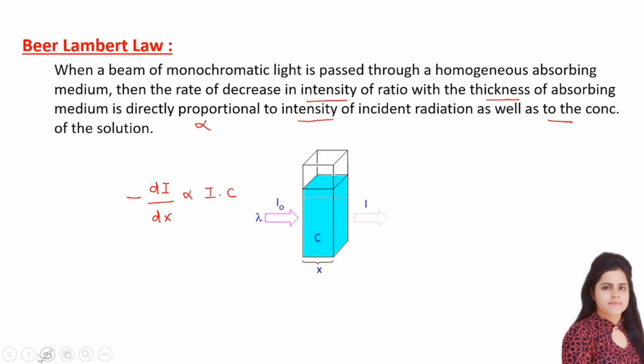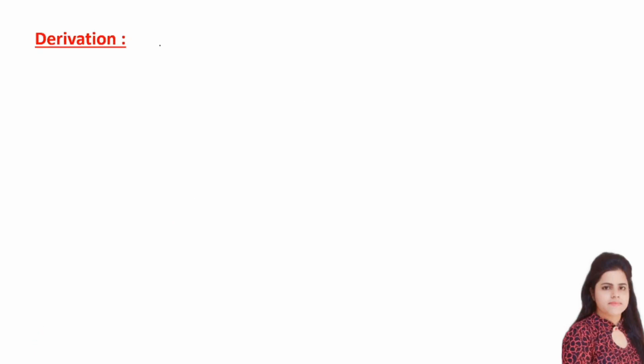In exams they can ask you its derivation also. So here we'll start with the Beer-Lambert's relation, that was minus dI by dx is directly proportional to I into C. That is the first equation I will consider. Now I will remove this proportionality and introduce one new constant. So it will be minus dI by dx equal to k I C, which is my second equation.